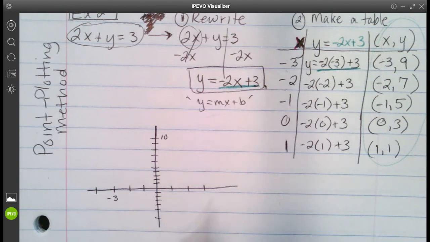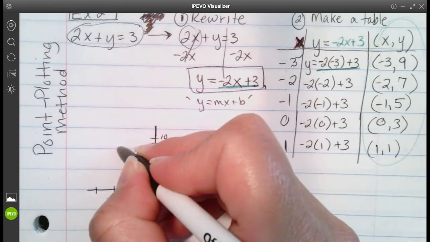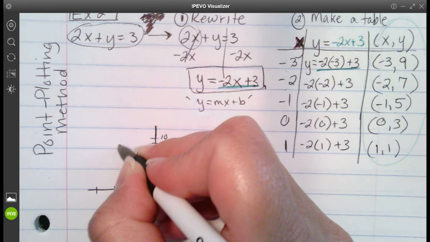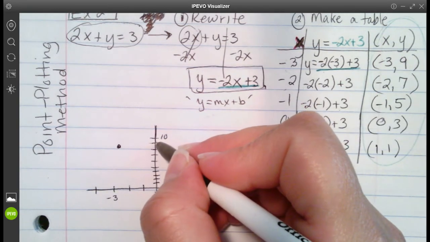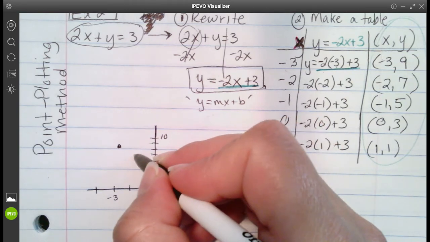Okay. So the first one is negative 3, 9. That's going to be about here. We're just plotting these points now. Then we have negative 2, 7. So 10, 9, 8, 7. So about right there.